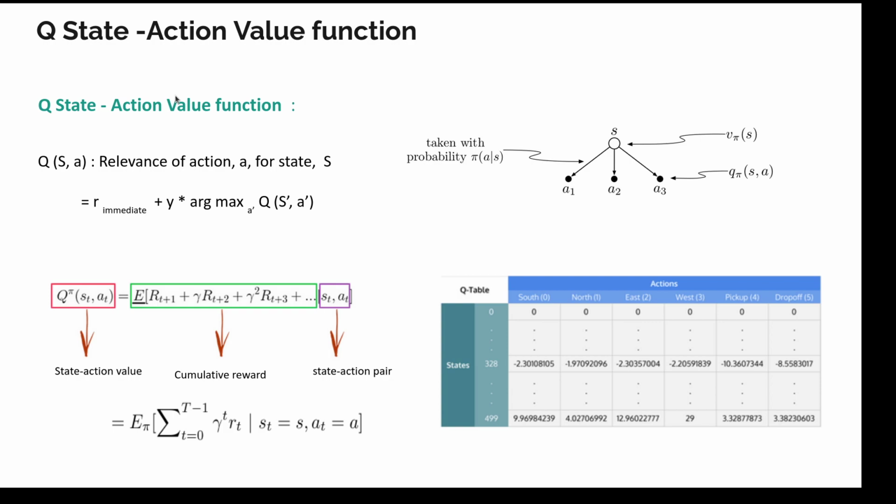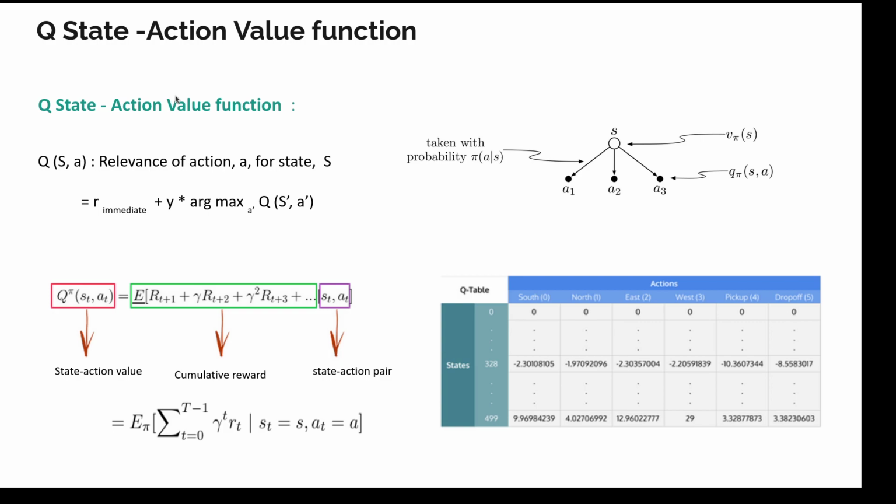Now how to implement it, how to do it. It's just a Q table where the rows are the states. Let's say you have 500 states, and you have 6 actions. So you make a table, put all rows as states and all actions as columns, and you have to learn this table in the Q-learning algorithm. Finally, you have to learn this table.